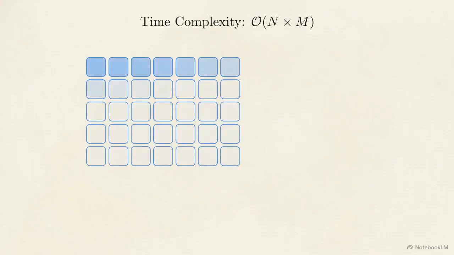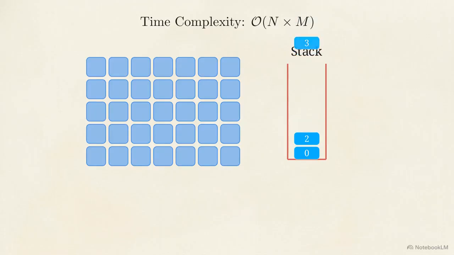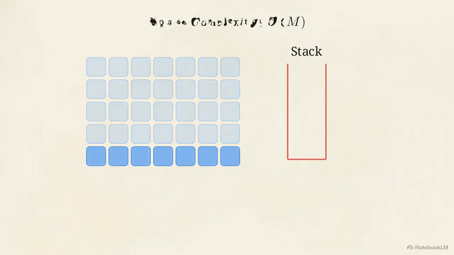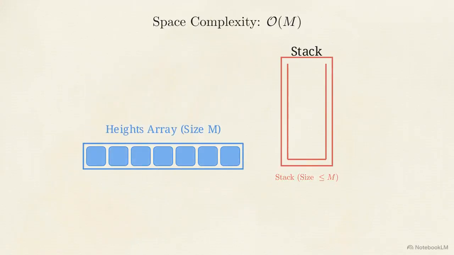This solution runs in O(n times m) time. We visit every cell in the grid exactly once to update our heights. Even though there are stack operations for every row, each index is pushed and popped exactly once, keeping the total work proportional to the number of cells. The auxiliary space is O(m). We only need enough memory to store the current row's heights and the stack, regardless of how many rows the matrix has.